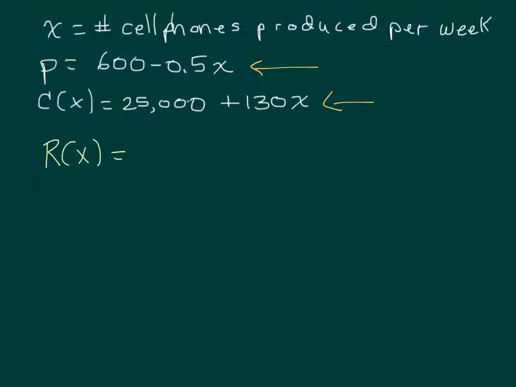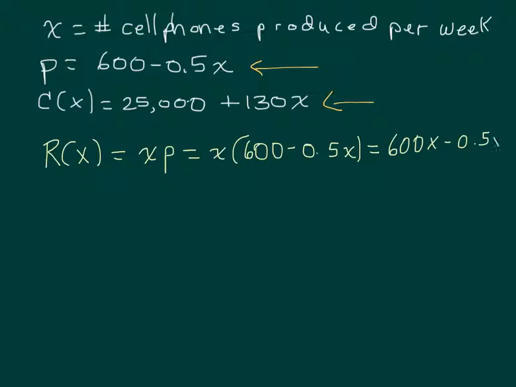Remember that's x times p, so your demand times your price. So we have p, which is 600 minus 0.5x, and we can simply rewrite this as 600x minus 0.5x squared.